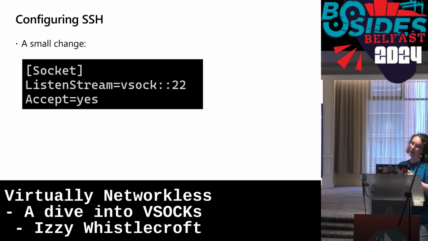So, can we do this for SSH? It turns out, yes we can. If anyone knows what the SSH config looks like, it looks exactly like this, except that we just add this VSOCK:// line, and then if we restart the service, it will now listen on the VSOCK instead.